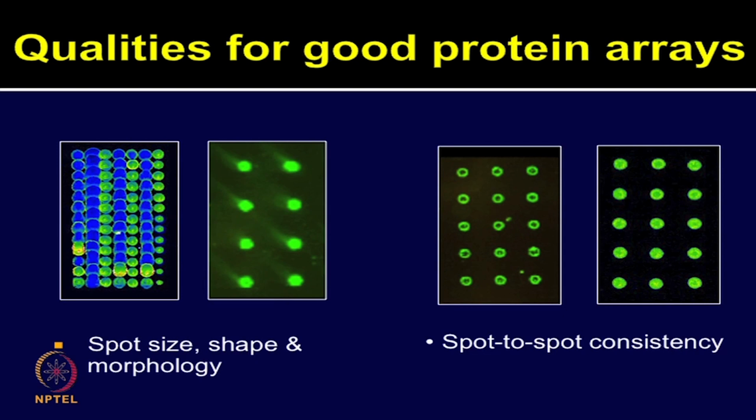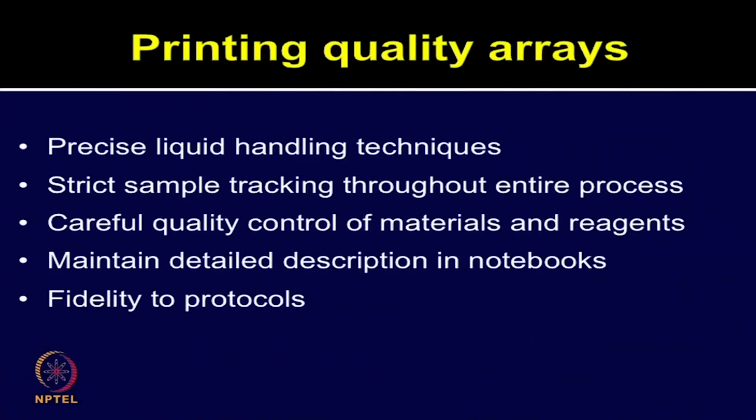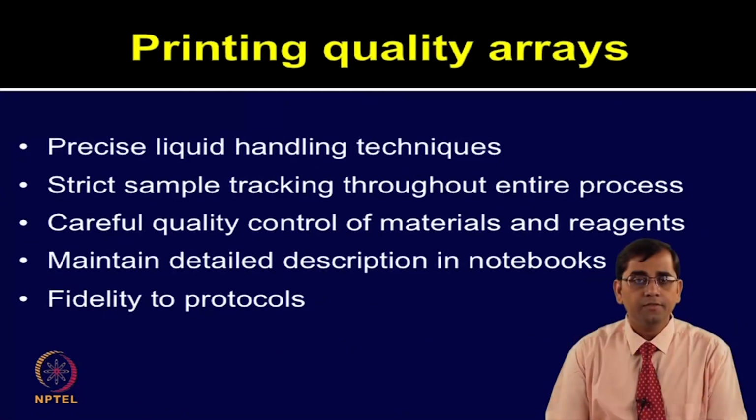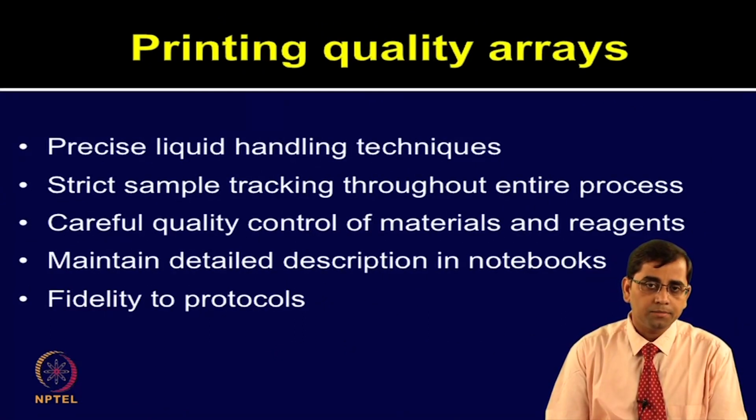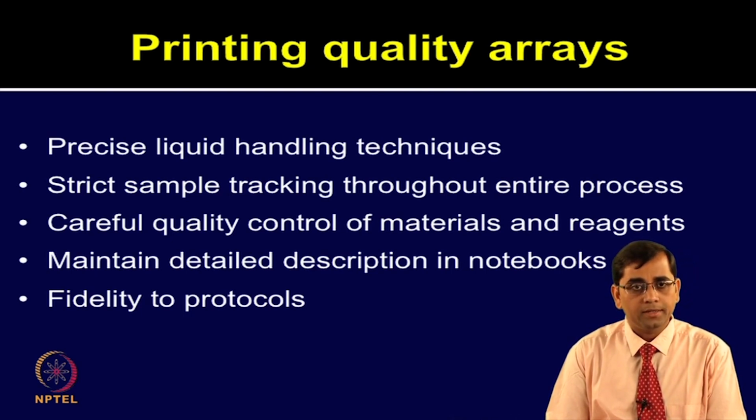could be useful, such as spotting solutions, spotter capability, maintaining the temperature, maintaining humidity conditions, keeping a dust free environment are important considerations. For printing quality arrays, you need to have a precise liquid handling system. As I have mentioned, each step can be automated.